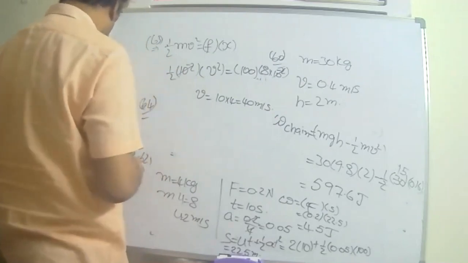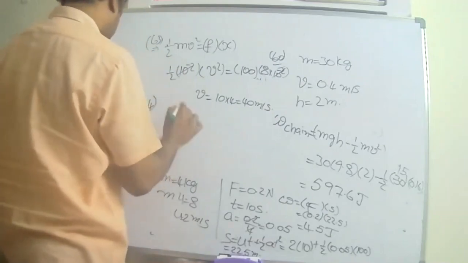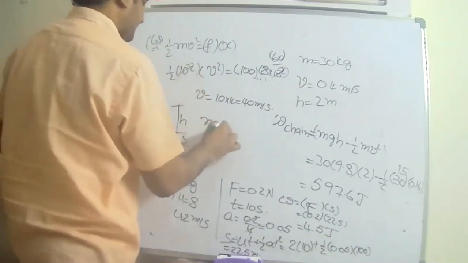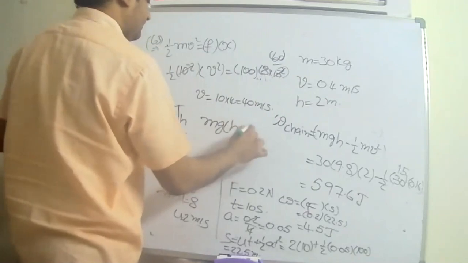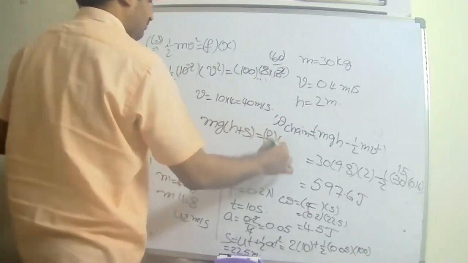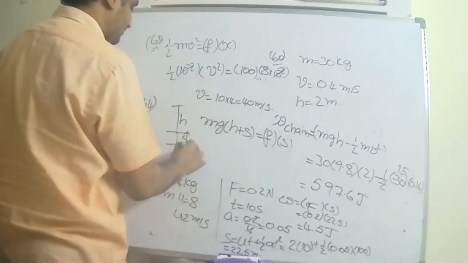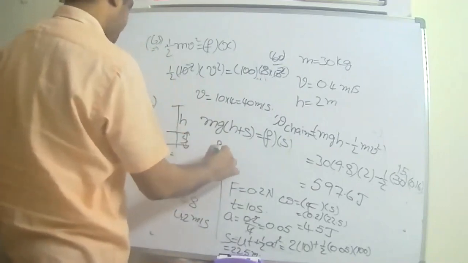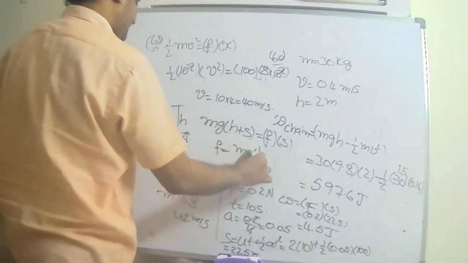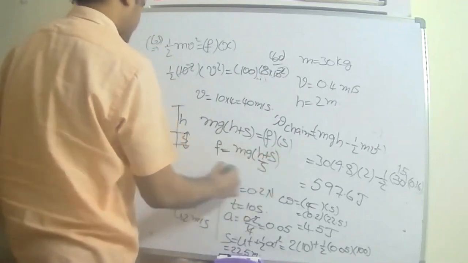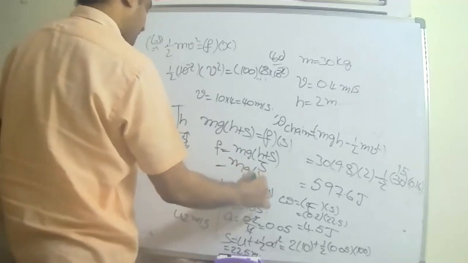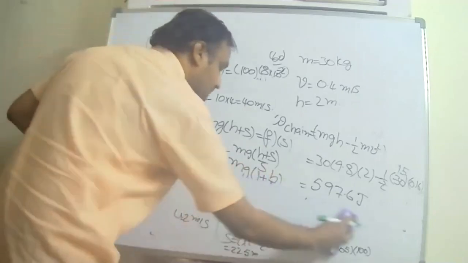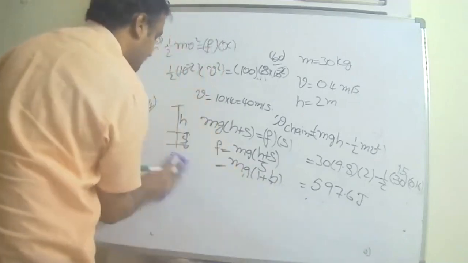A body of mass m is dropped from a height h onto a sand floor and it penetrates to a distance s. So loss in potential energy is mg into h plus s. The friction acts over distance s, so f into s. So f is equal to mg into h plus s by s. So mg times 1 plus h by s. Okay?